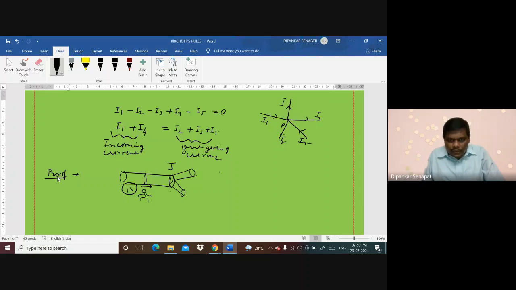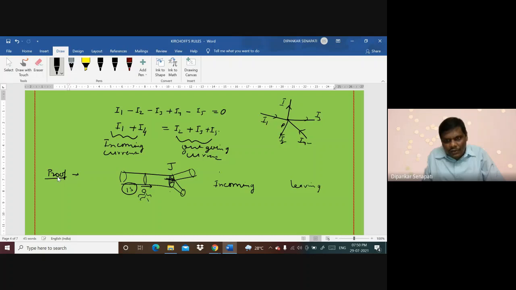If you sit here, then what you have to do? How many charges, or what is the amount of charge that is passing this junction? Passing the junction means incoming to the junction and leaving the junction. Okay. Then passing means incoming as well as leaving.